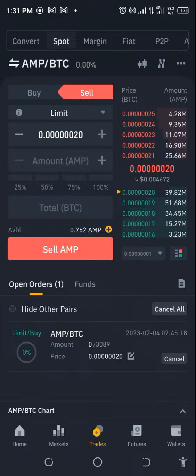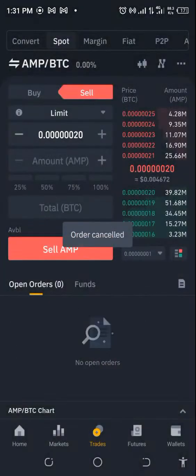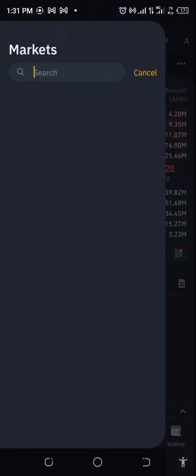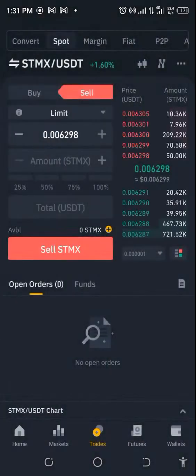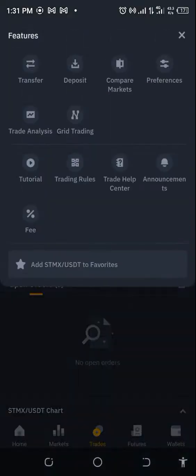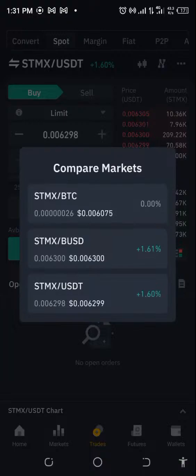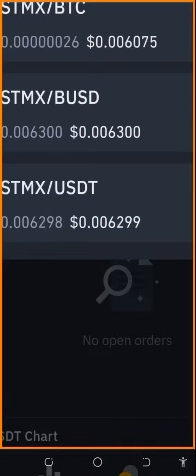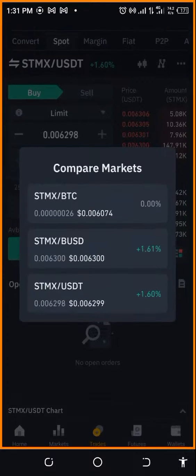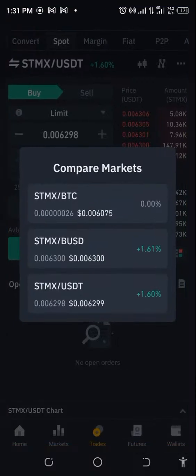Okay, so let's cancel this. Cancelled. So we're going to go to another coin, right? We're going to use STMX. And first of all, like I always say, the first thing you need to do is to check and compare the markets to see what's going on there, see if there's any opportunity whatsoever. Okay. It looks like there's an opportunity here. So I'm just going to see whether I can actually buy STMX with my BTC.